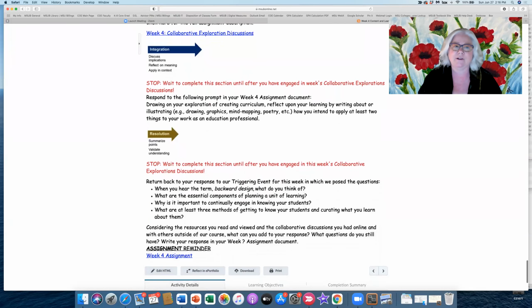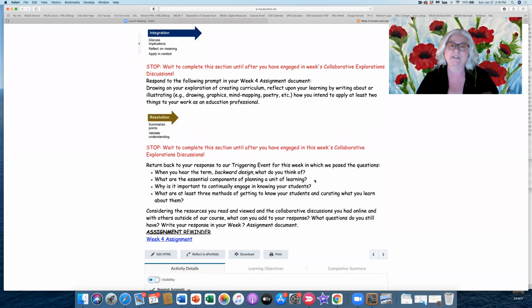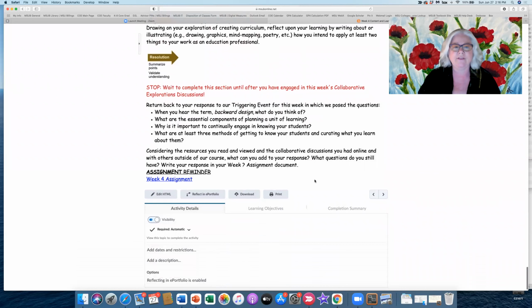And then we close our week out by integrating what we've learned, thinking about how you might apply at least two things you've learned about creating curriculum. And then the resolution is where you return back to those questions at the beginning of the week and kind of add on to them or think more extensively about them. The only assignment due this week is the week 4 assignment.